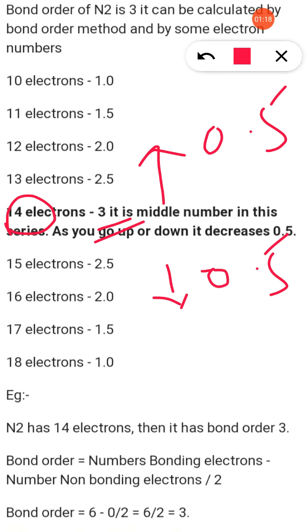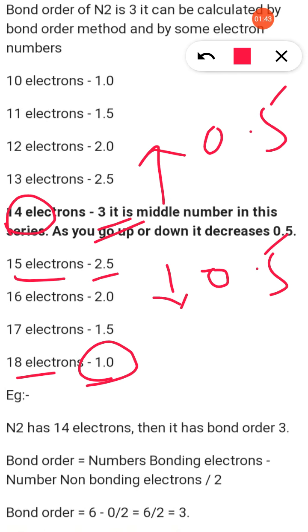Suppose a molecule contains 10 electrons, its bond order is 1. If 11 electrons, bond order 1.5, 12 electrons 2, 13 electrons 2.5. In this way you have to calculate the bond order depending on the number of electrons. So till 18 electrons its bond order is 1, because with 18 electrons it is stable, single bonded.